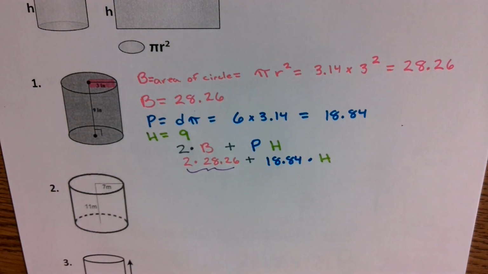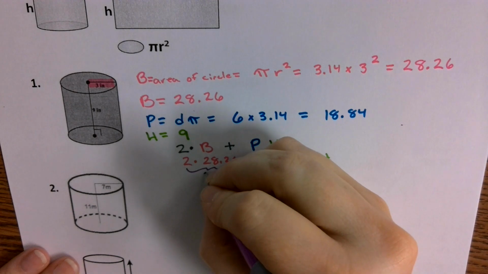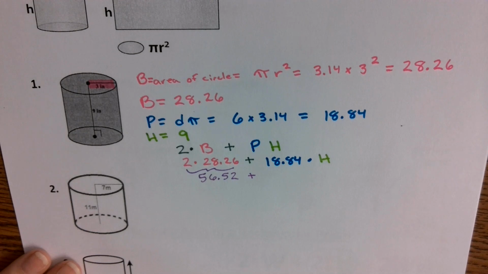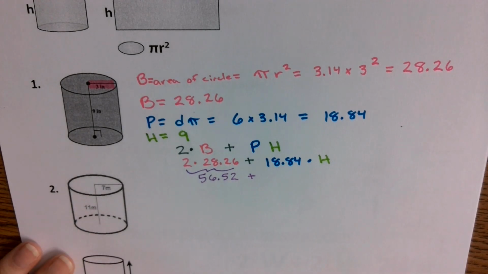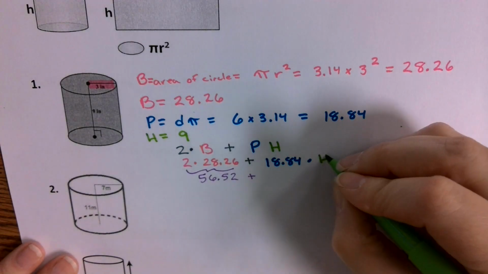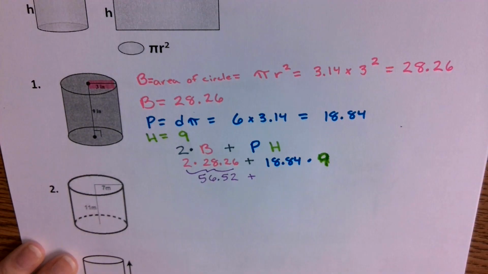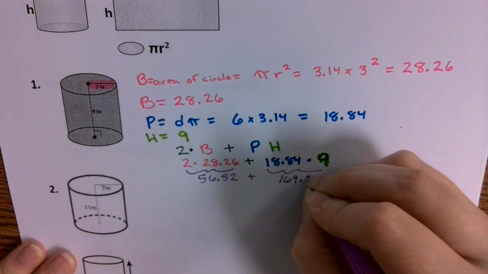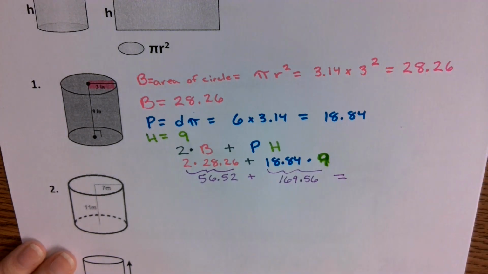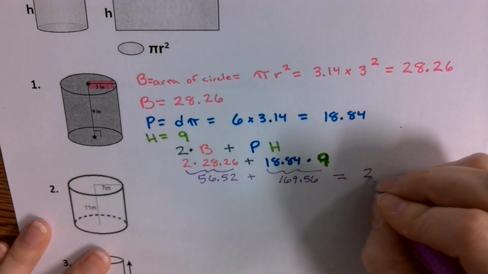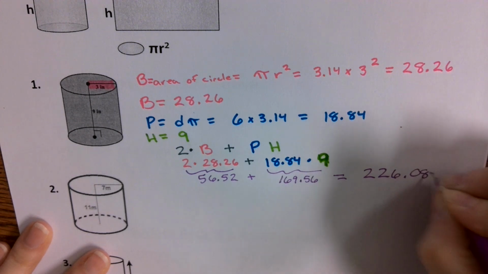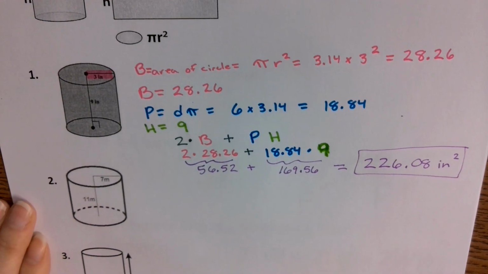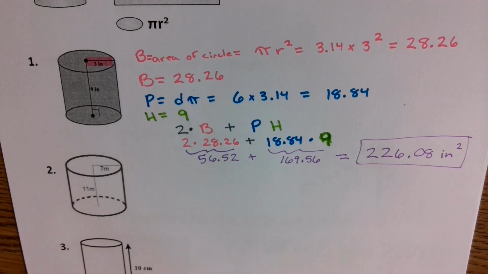Okay, so if we do 2 times the 28.26, it's going to give us our 56.52. And then if we do our 18.84 times the height, I didn't even put down the value of it, which was supposed to be a 9. I'm supposed to change that to a 9. My bad, guys. If we multiply those together, that's going to come out to 169.56. And then when we add the 56.52 with that value, that comes out to 226.08, and that is inches squared. Okay? Go ahead and do problems 2 through 4.